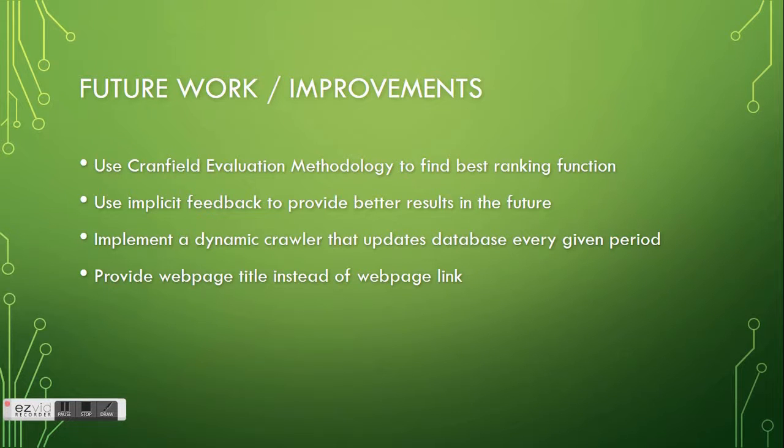Then another thing that can be done is use implicit feedback to provide better results in the future. So this would require working with other users and just keep on improving the search engine as time goes on. Next thing that can be done is implement a dynamic crawler that updates the database every given period. For now, we have the up-to-date list of all the faculty on there. However, that list of actual UIUC faculty will change as time goes on, so having a dynamic crawler would be beneficial.